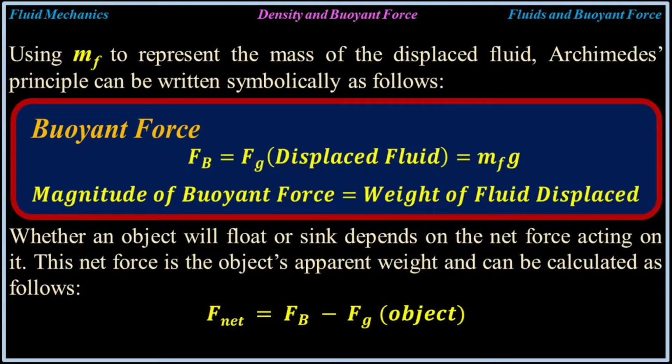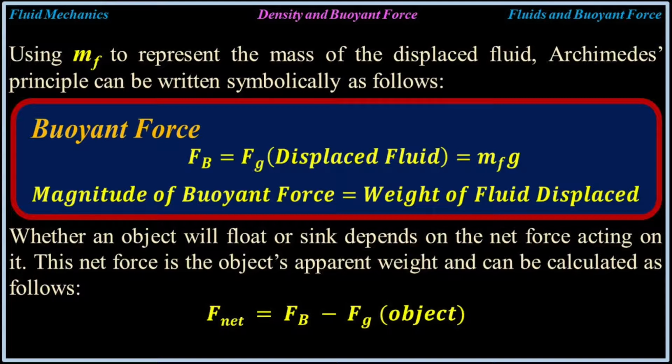Using mf to represent the mass of the displaced fluid, Archimedes' principle can be written symbolically as follows. Buoyant force Fb equals Fg, the weight of the displaced fluid, equals mfg. The magnitude of the buoyant force equals the weight of the fluid displaced.